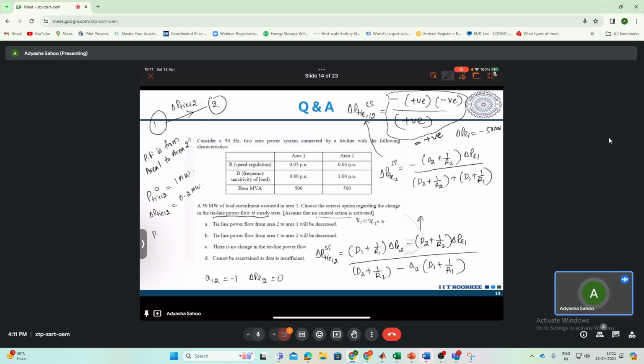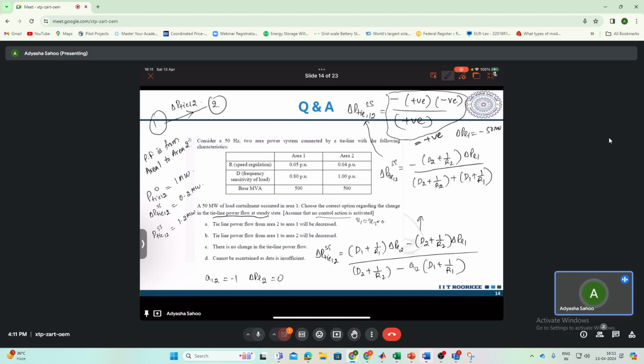So what is the final P tie 12 in steady state? This is their sum, right? So 1.2 megawatt. So if there is an increase in power from tie 1 to 2, then for tie 2 to 1 it will be decreased.